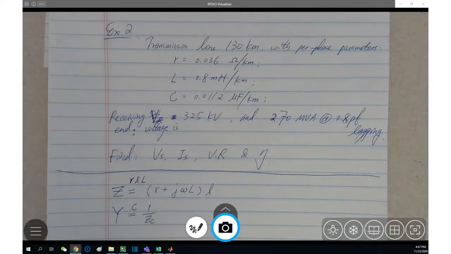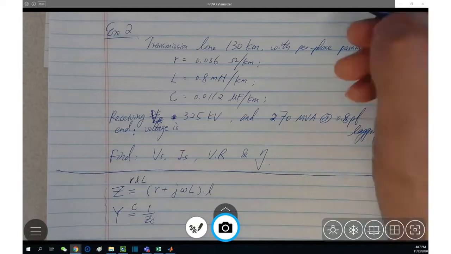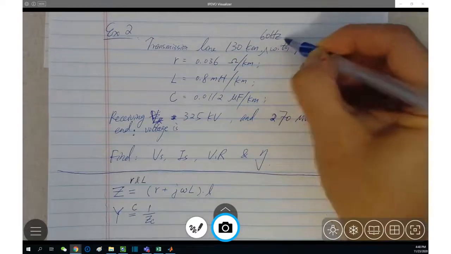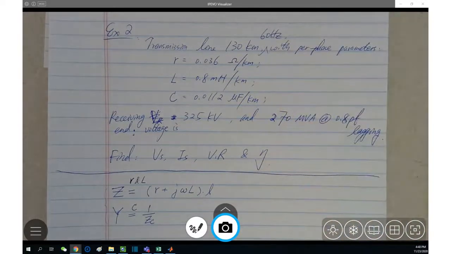So let me give you 3-4 minutes to find these two parameters, Z and Y, respectively. Find Z and Y yourself. Let's see what you are going to have. Of course, here the transmission line is assumed to be 60 hertz. Go ahead, use 3-4 minutes to try to find the Z and Y values. You will find, well, not that easy.